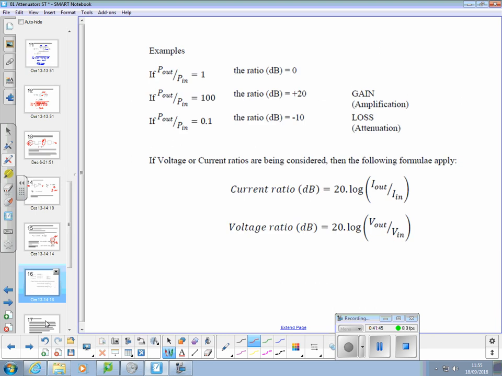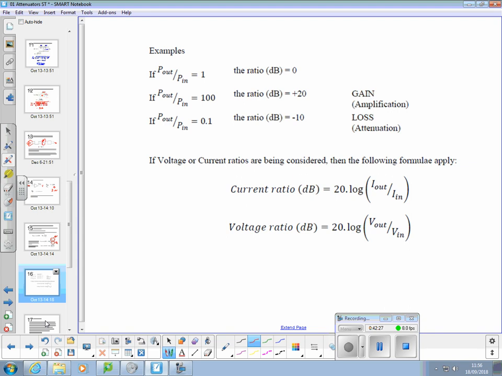Examples. If P out over P in is equal to 1, i.e. we get the same output as we put in, you might think what is the use of that, but it does have its uses, called a buffer. And that would have a dB ratio of 0. If P out over P in is 100, i.e. greater than 1, the dB ratio is plus 20 dB. That's a gain or amplification.